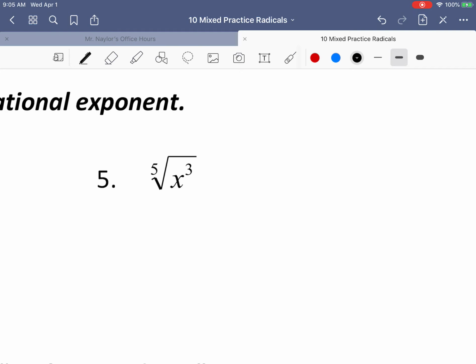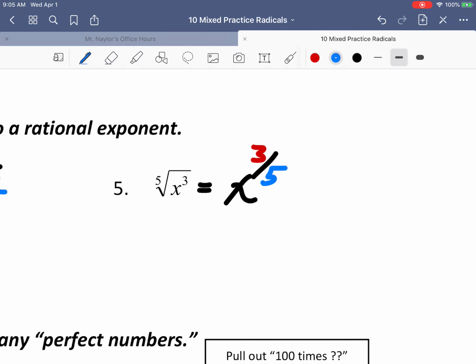How'd you do with this one? Really no tricks. I hope that you just put it as 3, x to the 3/5 power.